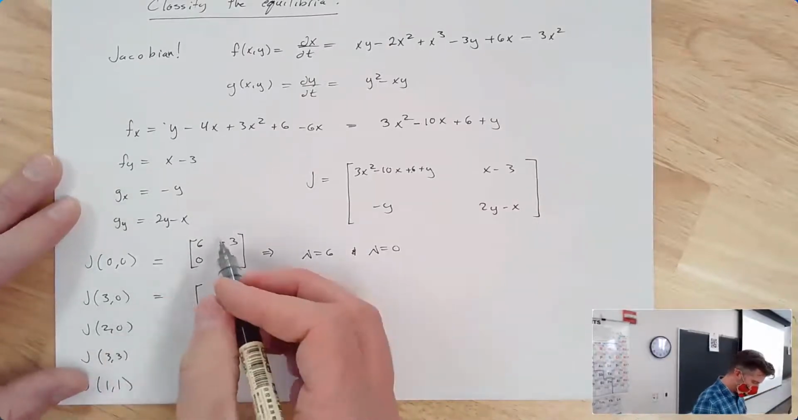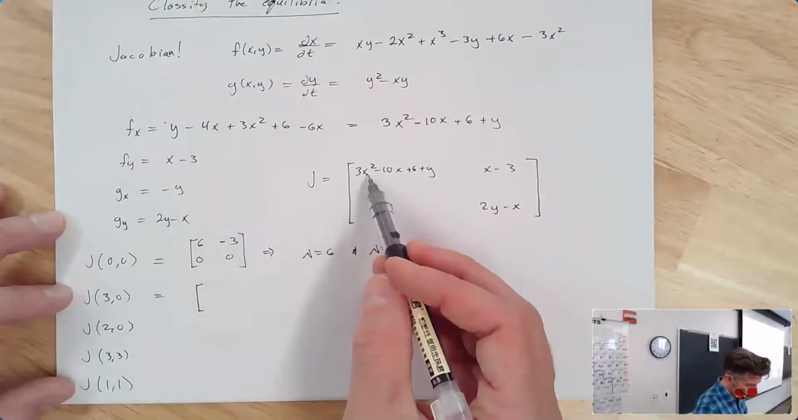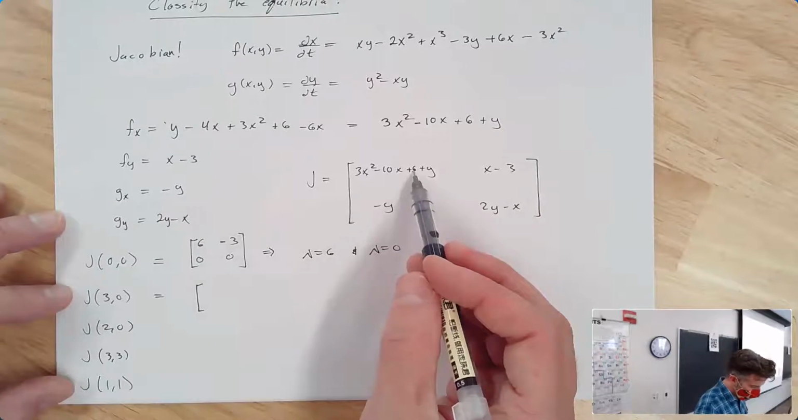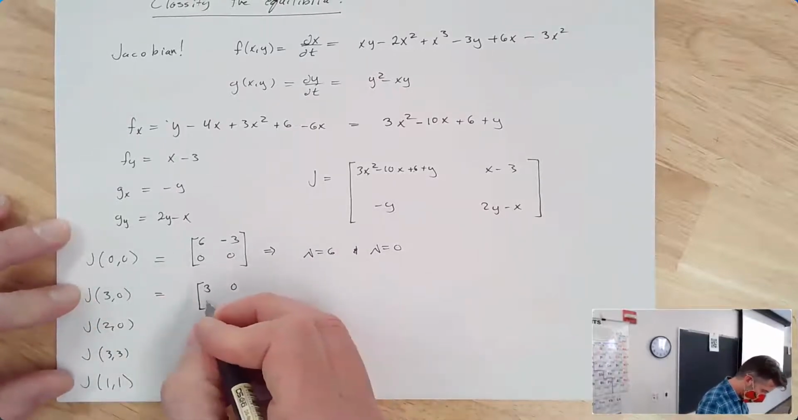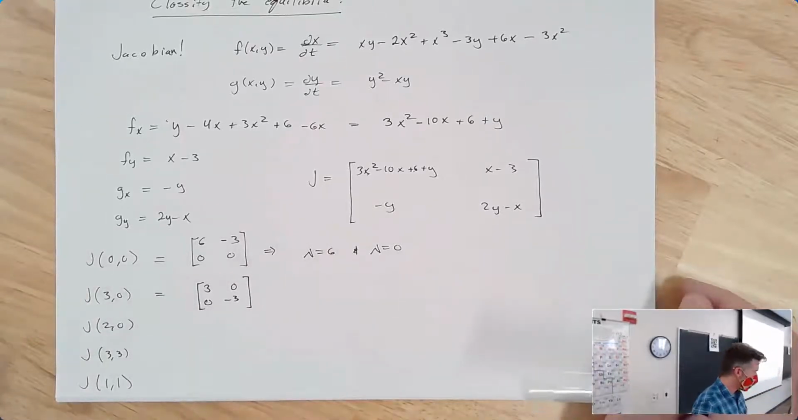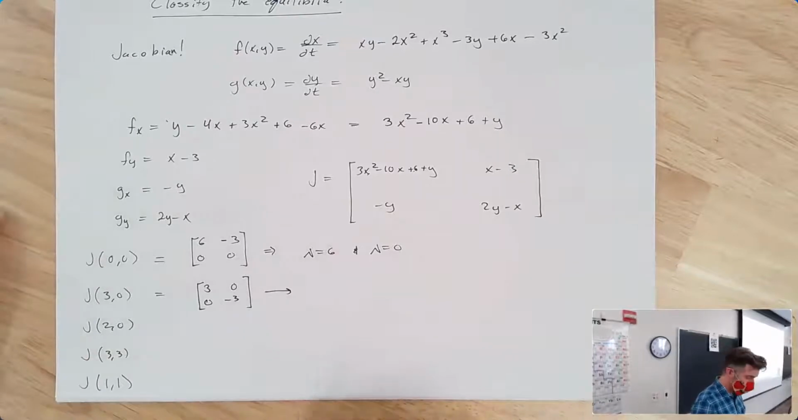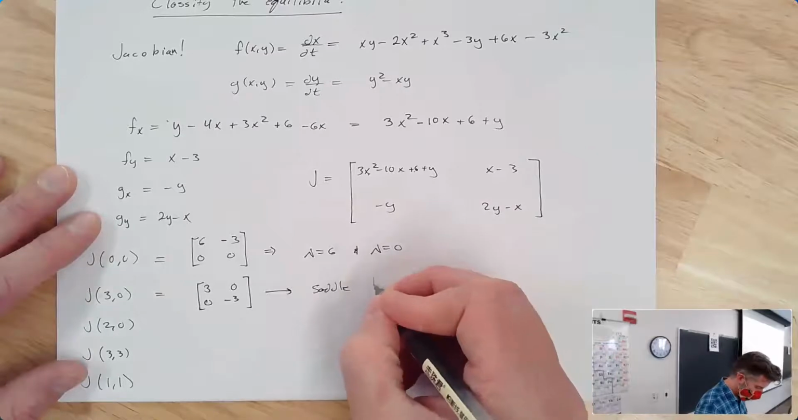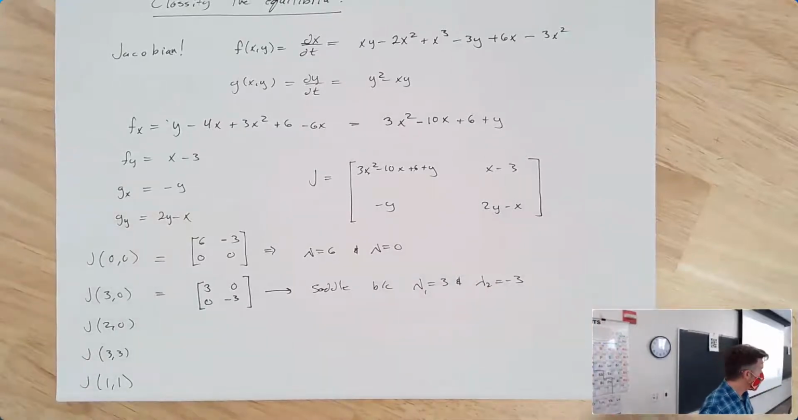So let's look at the next one, plugging in 3 for x and 0 for y. So 3 times 9 is 27, minus 30 is negative 3, plus 6 is 3, and y is 0. Plugging in 3 for x, we get a 0 here. Plugging in 0 for y, we get a 0 here. And 2 times 0 minus 3 is negative 3. All of you should be able to tell me with a moment's thought what kind of equilibrium we have here. It's definitely a saddle because our eigenvalues are positive and negative, or alternatively, because the determinant is negative. If the determinant of your matrix is negative, that is an automatic saddle.